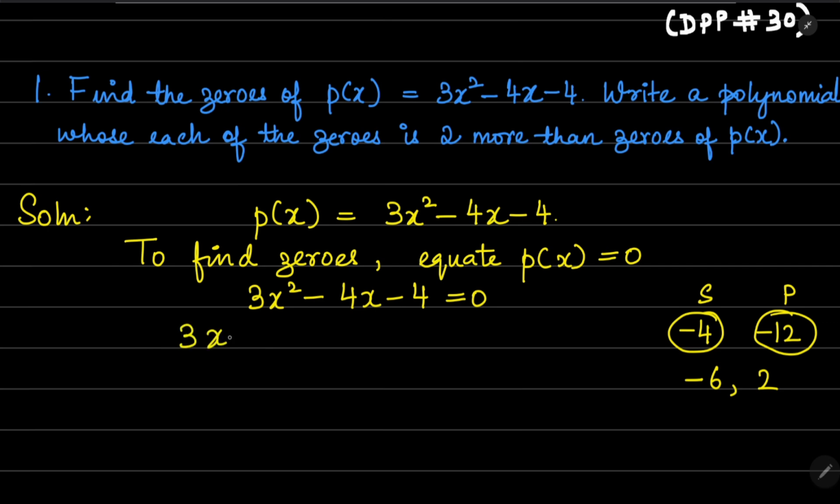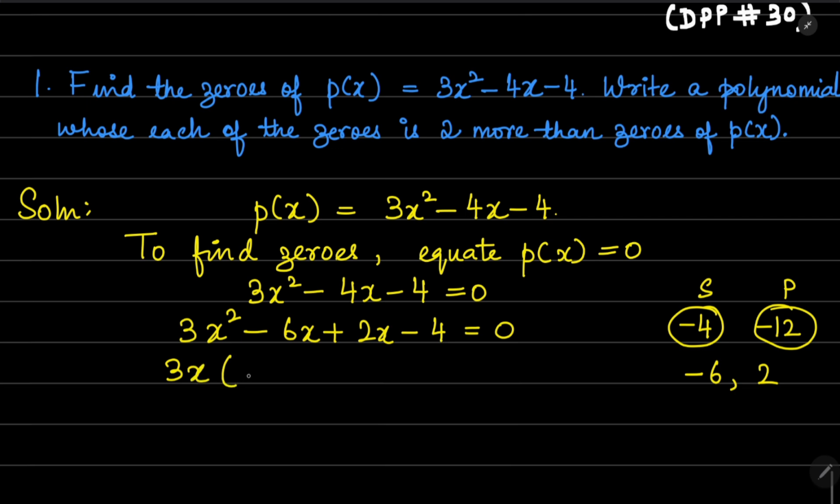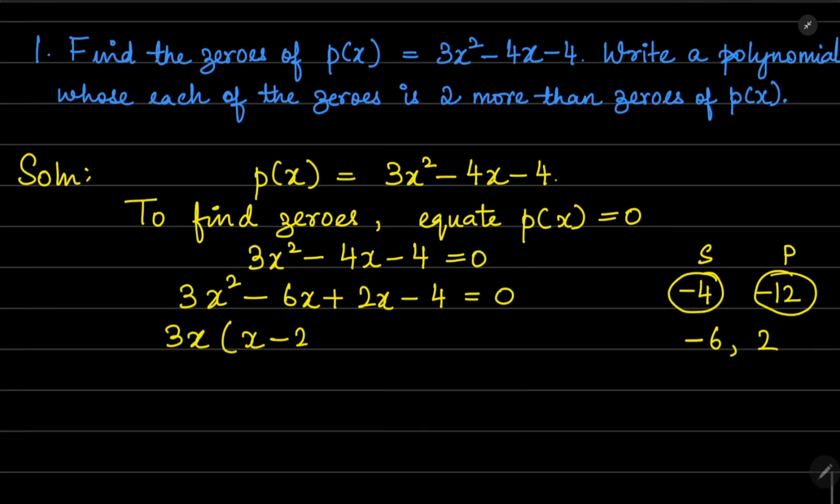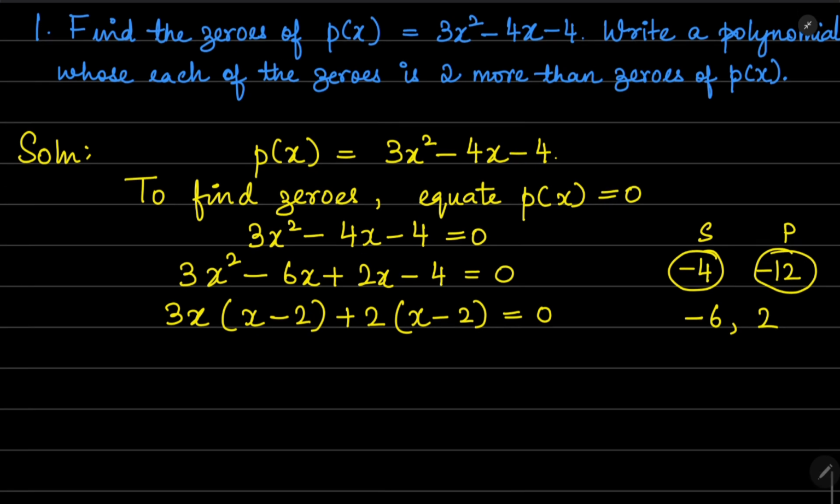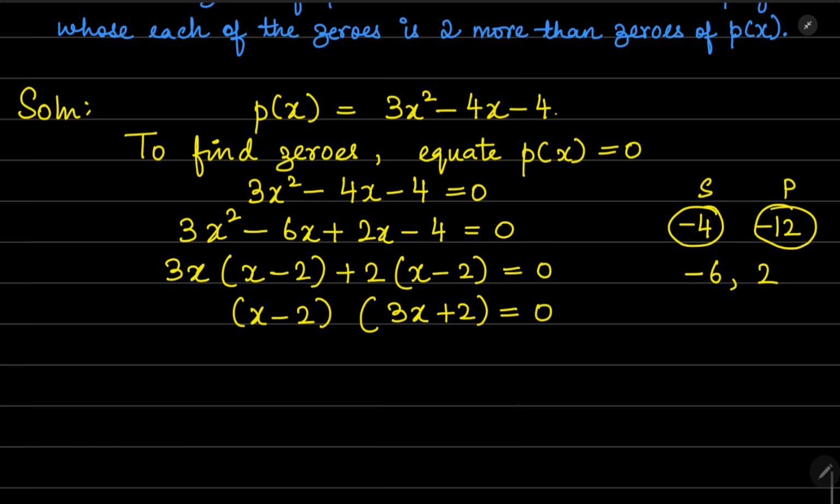So let's do the middle term splitting. 3x square minus 6x plus 2x minus 4 equal to 0. From the first two terms, you can take 3x common. What will be left is x minus 2. Again, take 2 common from the third and the fourth term. What will be left is x minus 2 equal to 0. Now, from these two terms, which are separated by a plus, what is common? It is x minus 2. And what is remaining is 3x plus 2 equal to 0.